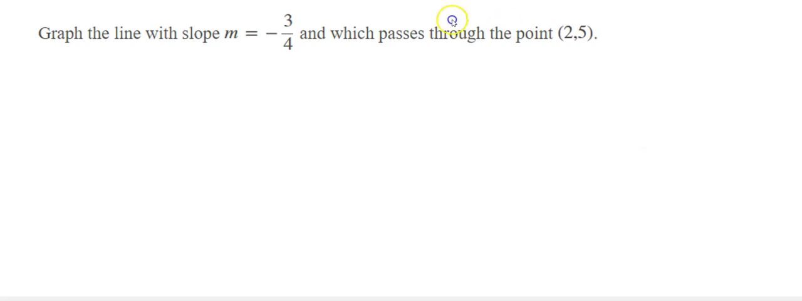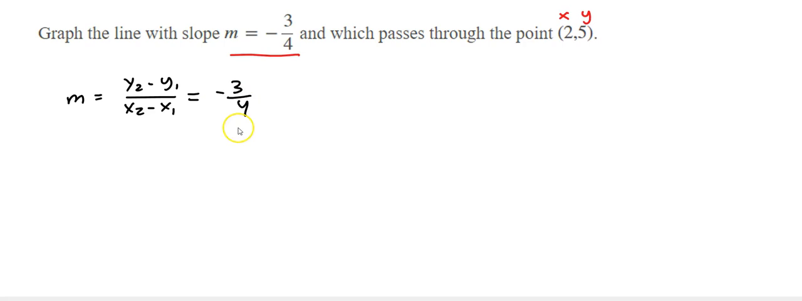So let's graph the line with the slope m equals negative 3 over 4, which passes through the point 2, 5. It gives us everything, so we don't have to do any figuring. We know this is an x and this is a y coordinate. Our slope m is equal to y2 minus y1 all over x2 minus x1, which is negative 3 over 4.